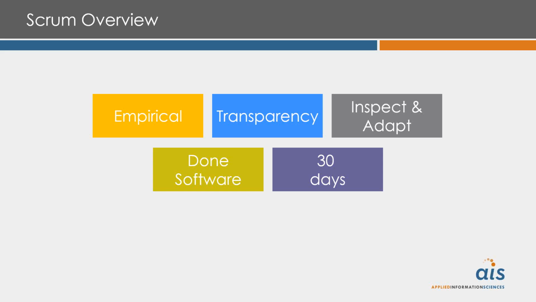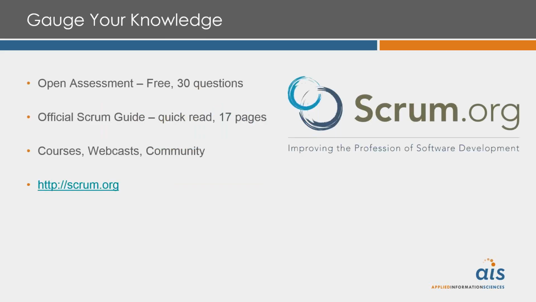So the question becomes, where do we go from here? We've got this brief, kind of surface-level understanding of what Scrum is. We talked about where Agile came from and what it is, and how Scrum and Agile align. There's a couple of things you can do.